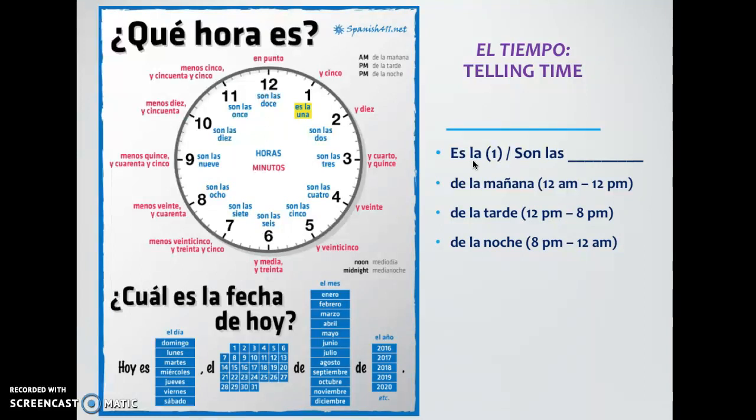Okay? De la mañana, sense of time is a little bit different in the Spanish-speaking world. You have the morning, which is the same. Then you have la tarde. Afternoon actually goes later till 8 or 9 p.m. depending on where you live or visit. And de la noche. Okay? Now, this clock can tell you exactly when to use each.